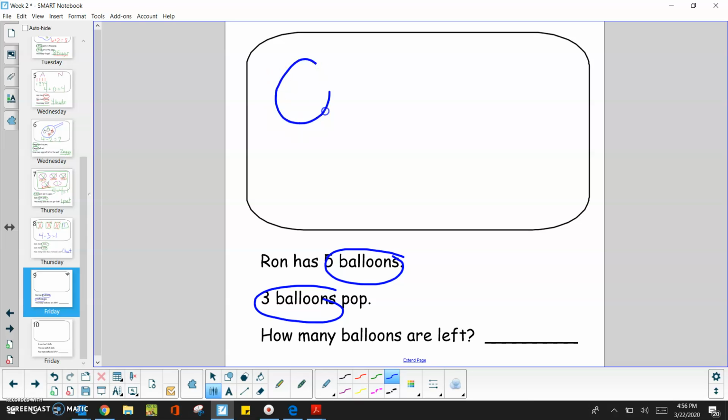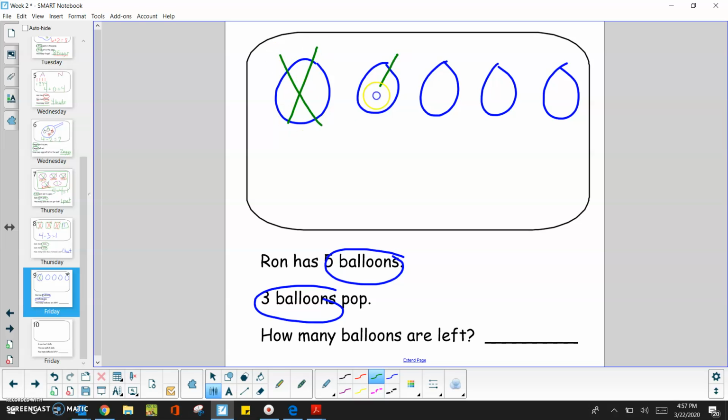I'm going to draw my 5 balloons. And then we see that 3 of them are going to pop. So let's think about that. Are we going to put 3 more balloons on there? Or are we going to take away 3 of those balloons? Well, if they pop, we're going to take them away, won't we? So let's X those balloons out.